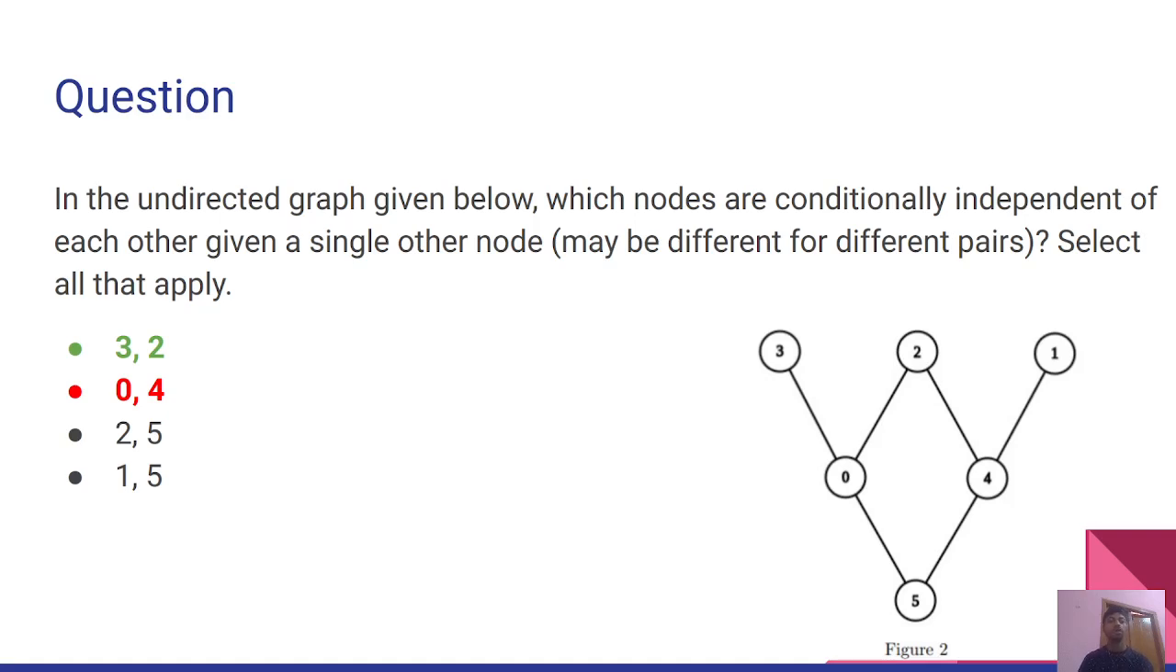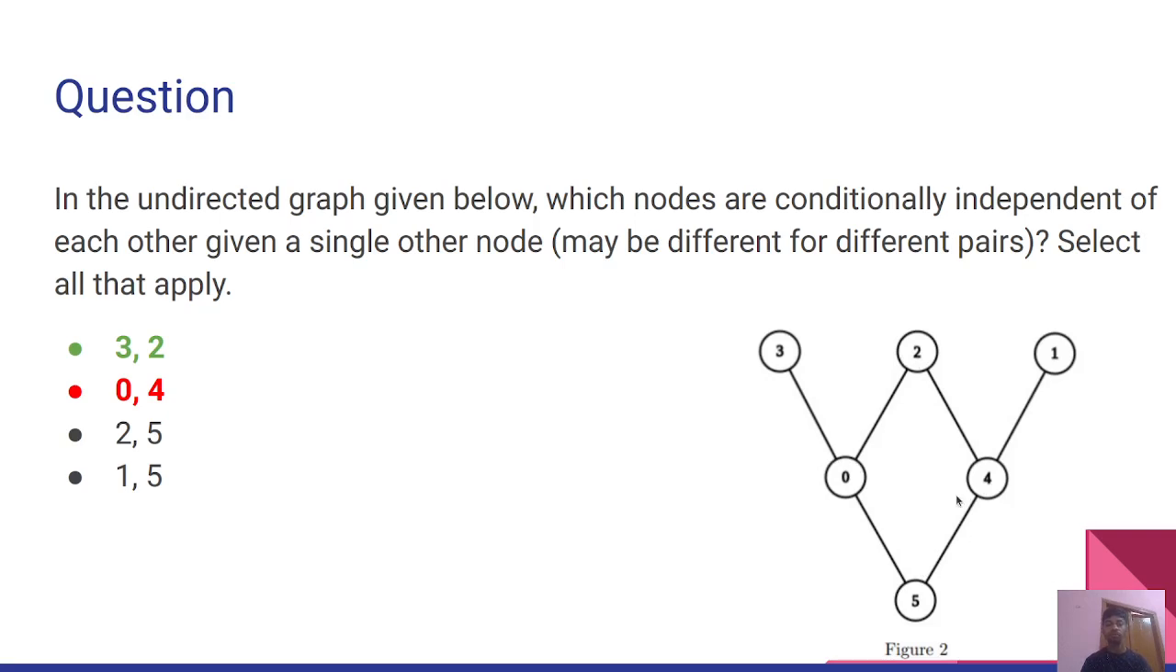Then 2 to 5, are they independent if we remove one node? No, because again there are two paths, via 0 and 4. If we remove 0 it can go via 4, if we remove 4 it can go via 0. So this option is also not correct.